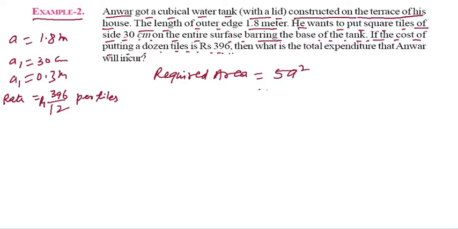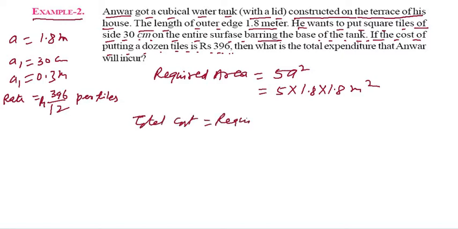So that is 5a square. So you can write 5 into a square, that is 1.8 into 1.8 meter square. Now the total cost is equal to required area divided by area of one tile into rate.